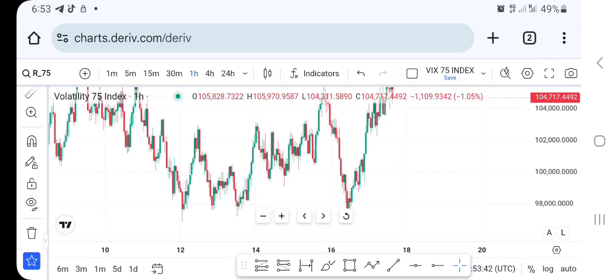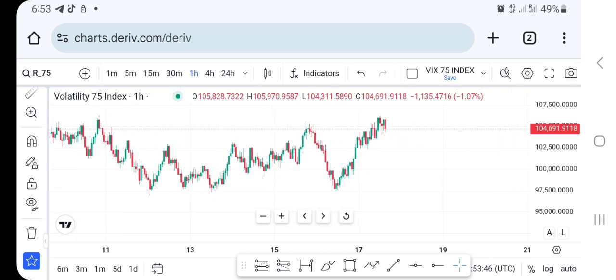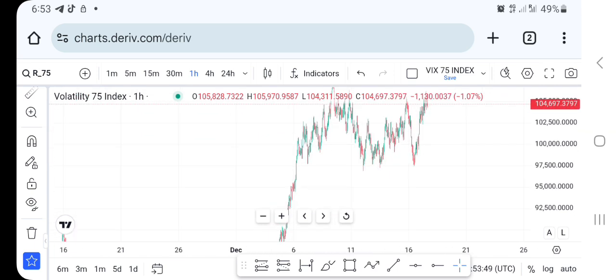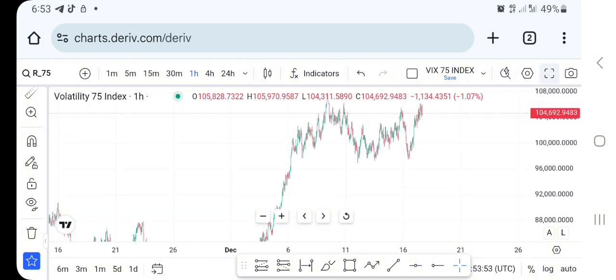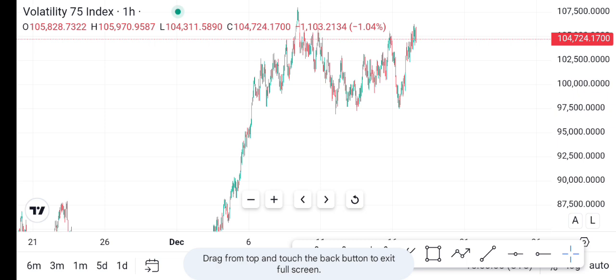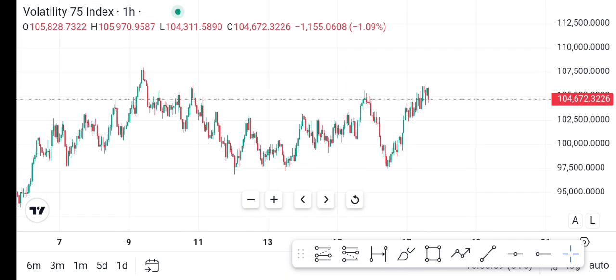We have to follow what H1 is doing. As you can see on H1, we don't need to focus on all of this side, where the trend started. We have to focus only on this area here, guys. Are you getting the point?